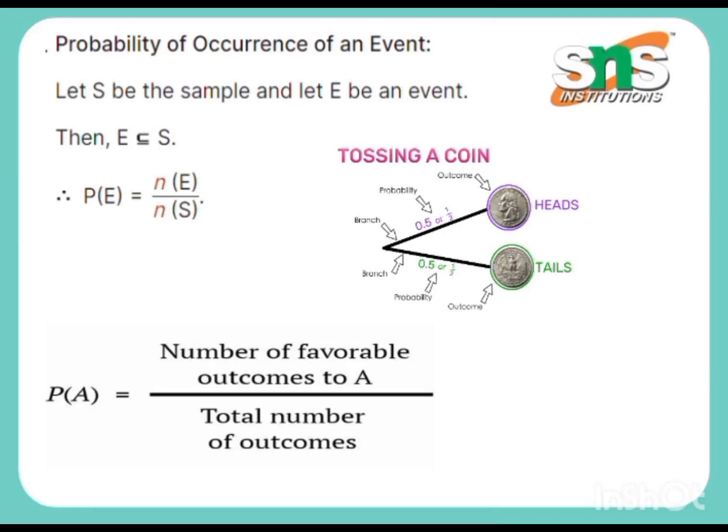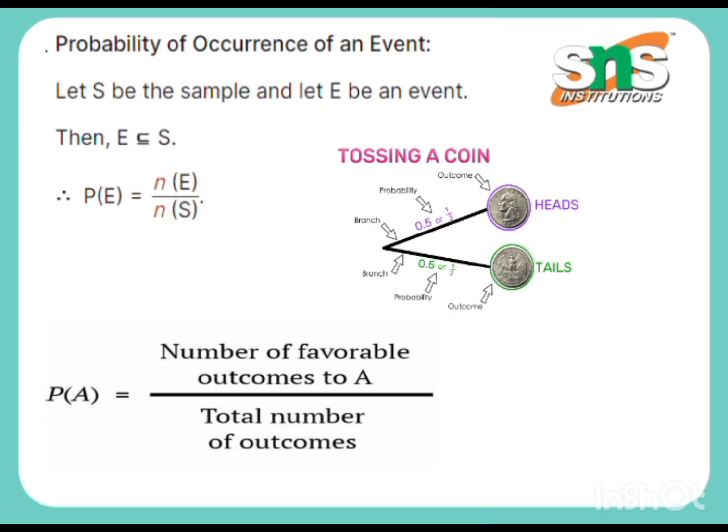In the previous session, we learned about what a probability is, what types of random experiments we have, what a sample space is, and an event. Now, let us move on to the next level: probability of occurrence of an event.